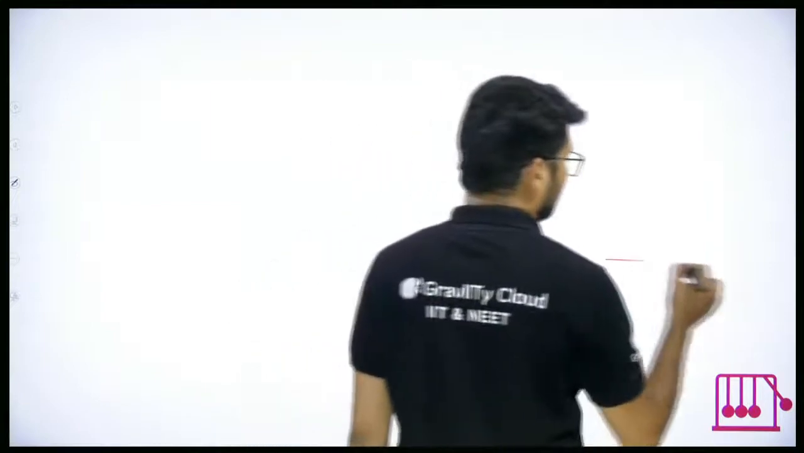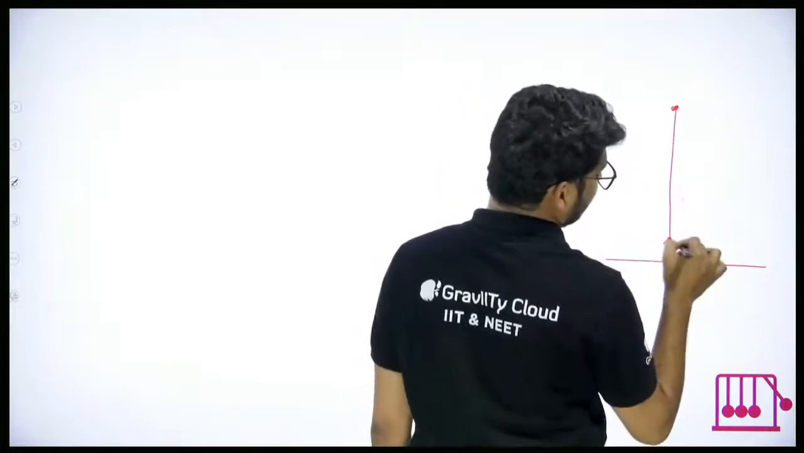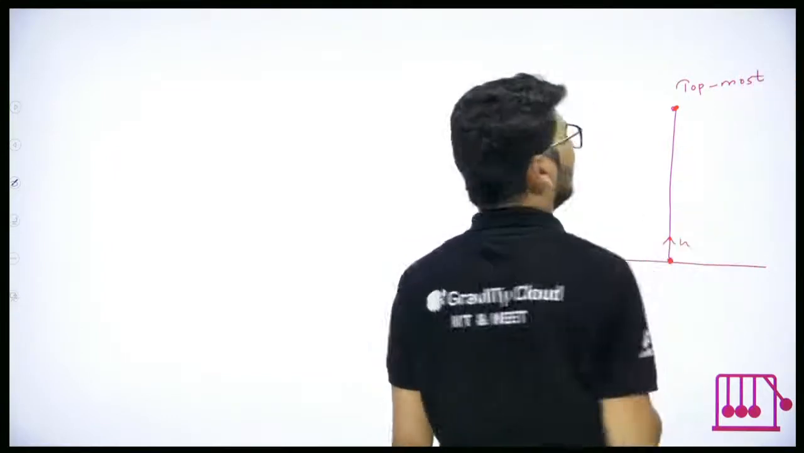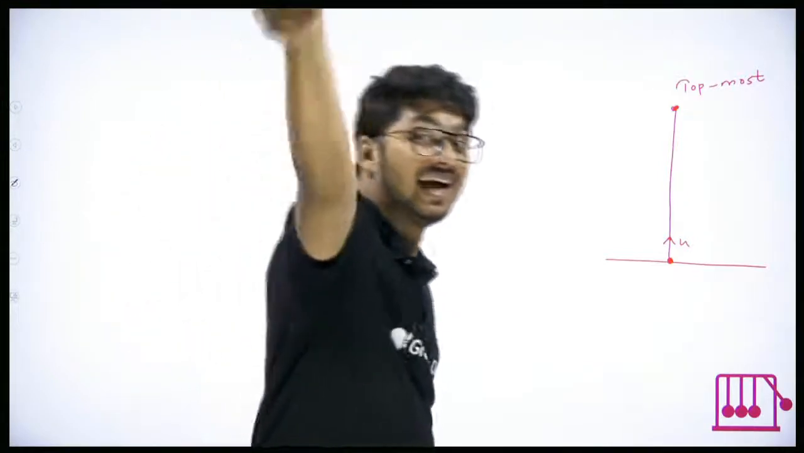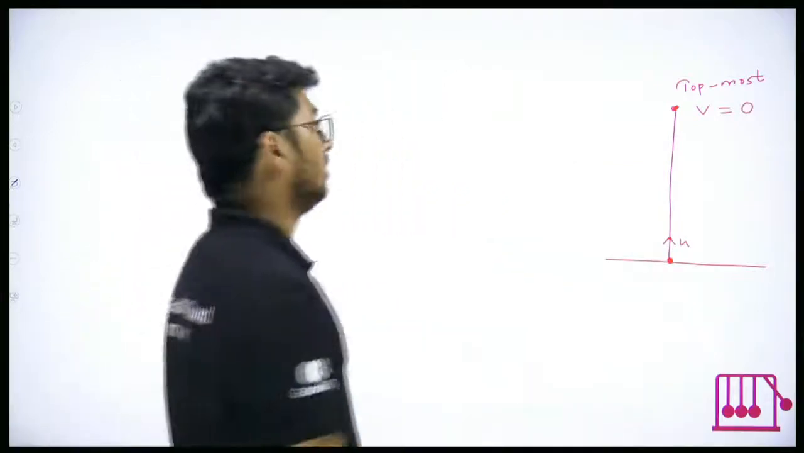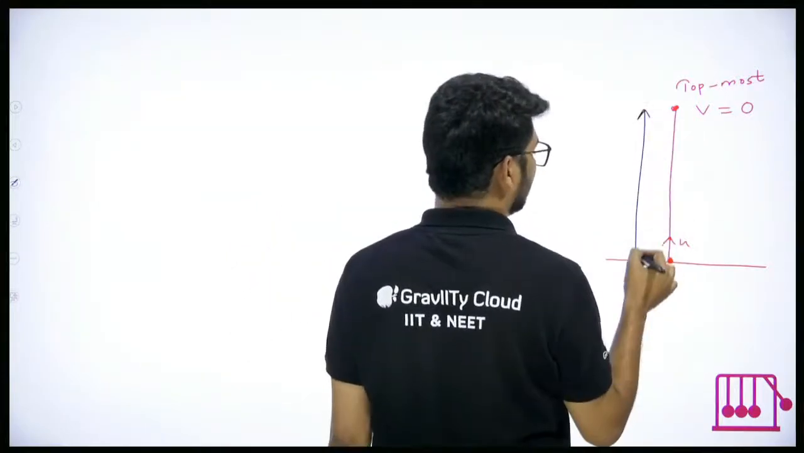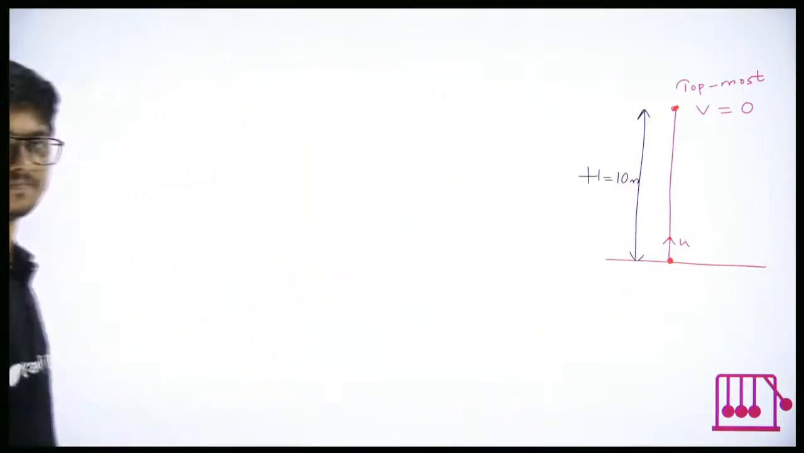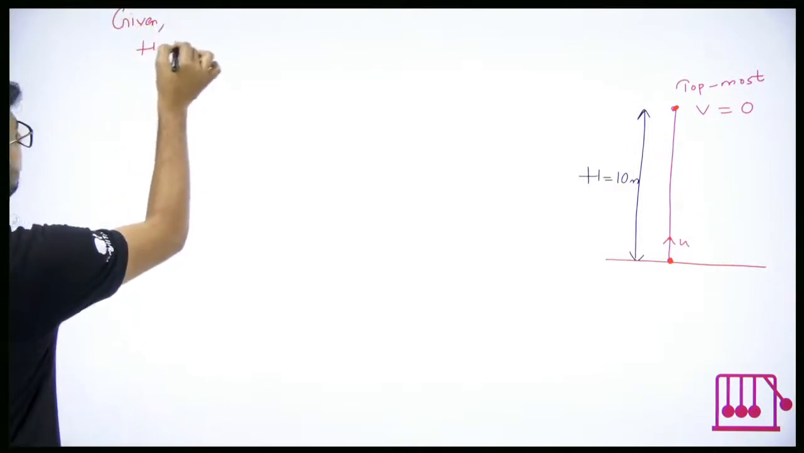Let's say this is the ground. It is thrown with some speed, let's say this is u, and here this is the topmost point. At the topmost point, what is the speed? It goes up, up, up. The speed decreases, decreases, decreases, and at the topmost point the speed becomes 0. What they have given us is this height. It reaches a height of 10 meters. So the maximum height is given as 10 meters. Given information: h is equal to 10 meters.